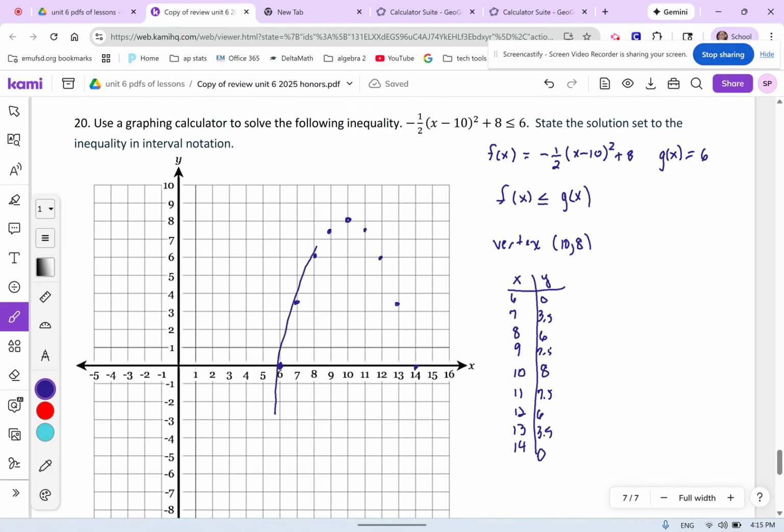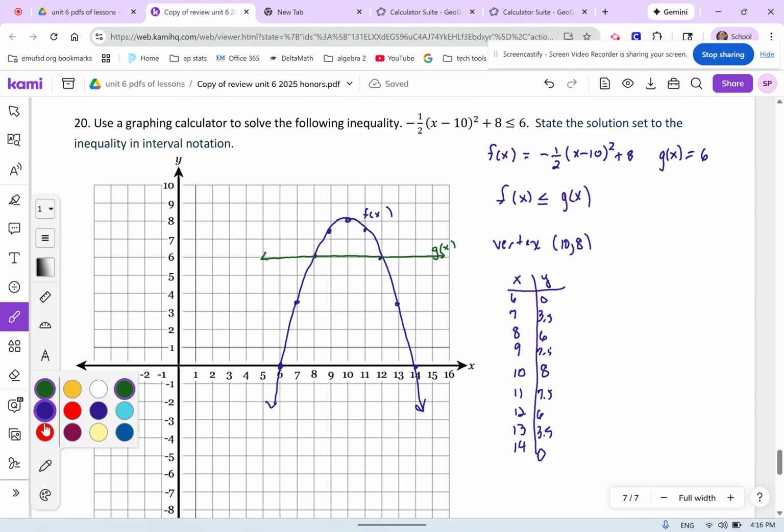Make a nice smooth curve. Whoop, that wasn't too good. Let's try this again. And label f of x. And now g of x I'll make in green. It's a horizontal line. And again, arrows at the end.